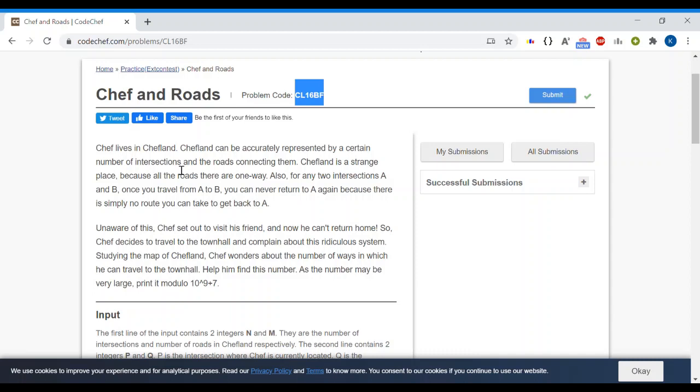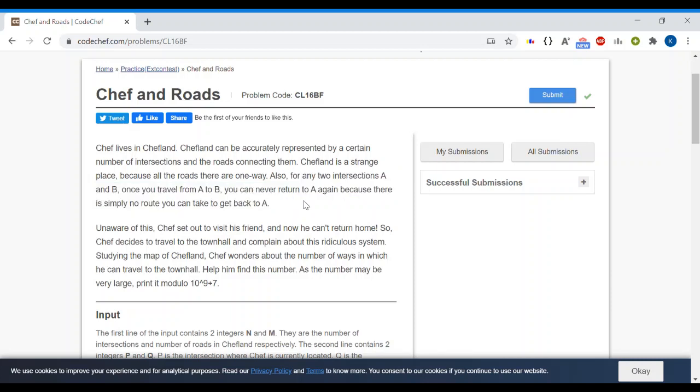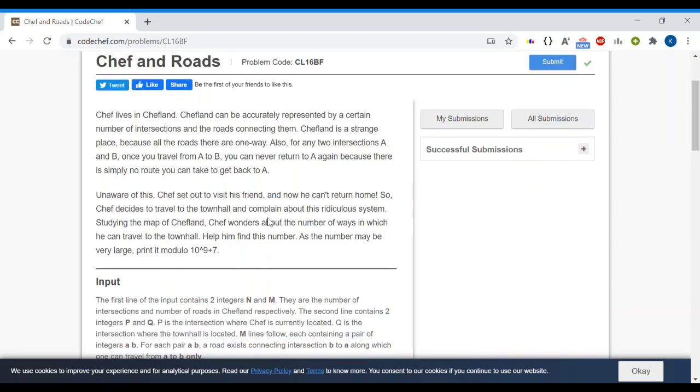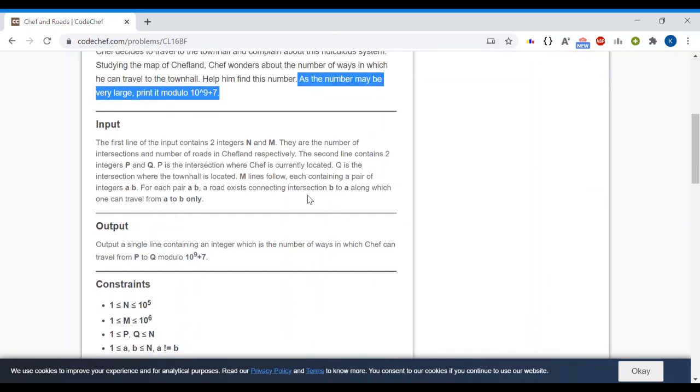With this very interesting statement which they've given us: for any two intersections A and B, once you travel from A to B, you can never return to A again, because there's simply no route you can take to get back to A. We'll think about what this means in due time. The remainder of the problem is: you're at an intersection A and you want to reach the intersection B, and you have to give the number of ways to do so, modulo 10 power 9 plus 7, as the answer could be exponential.